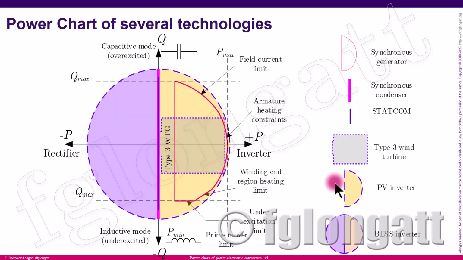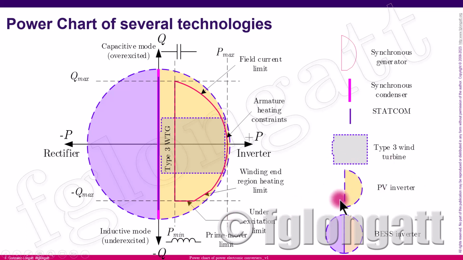Finally, to conclude this very interesting video, what I want to show you is, in a single PQ curve, the representation or power chart of several technologies. As you can see, the most complete of them is the battery energy storage, because the battery energy storage is basically a circle. They can deliver active or reactive power in both directions, because the battery can be charged and discharged, and also they can deliver inductive reactive or capacitive reactive power.